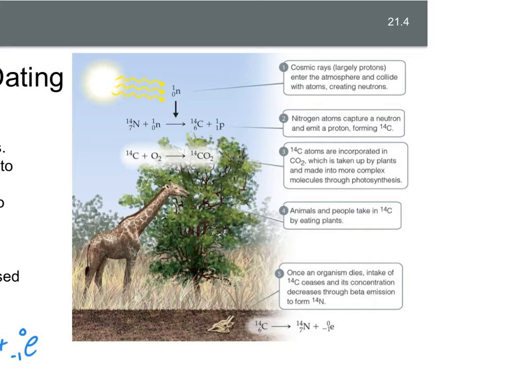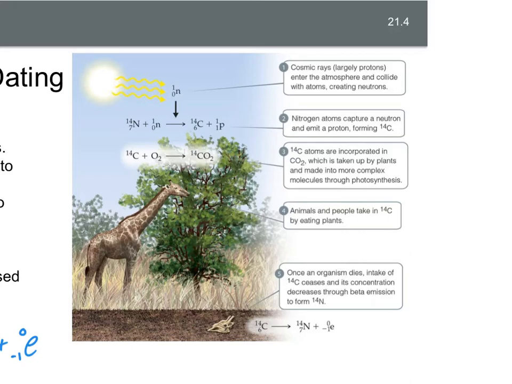Once the plant dies, it's no longer consumed. And because it has a half-life, the carbon-14 will decay and form the nitrogen-14. And so if we were to look at a ratio of carbon-14 to carbon-12, we could determine how old the substance is. One of the questions that you might have is, how is carbon-14 formed?